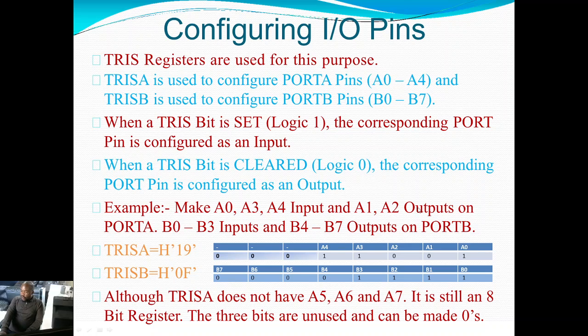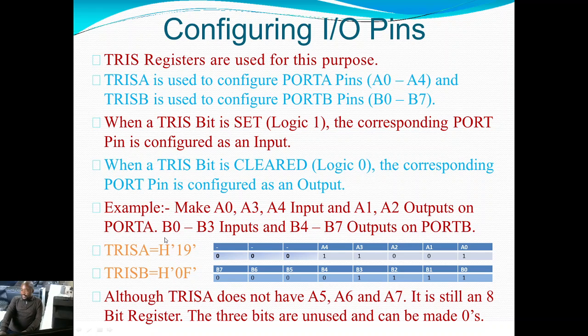Now, we want to make A1 and A2 outputs. To make a pin an output, the corresponding TRIS bit must be 0. So A1 must be 0, A2 must be 0. And now, what is the overall 8-bit value? The higher nibble is 1 in hexadecimal. The lower nibble is 9 in hexadecimal. So we move 19 into TRIS A. We will have configured our pins A0, A3, and A4 as inputs, A1 and A2 as outputs.